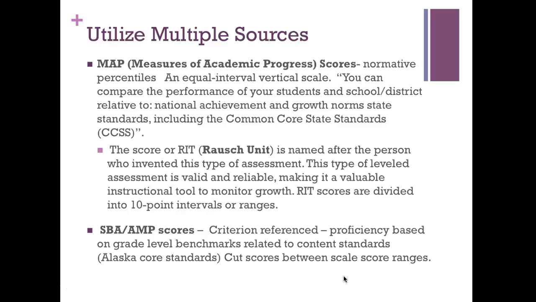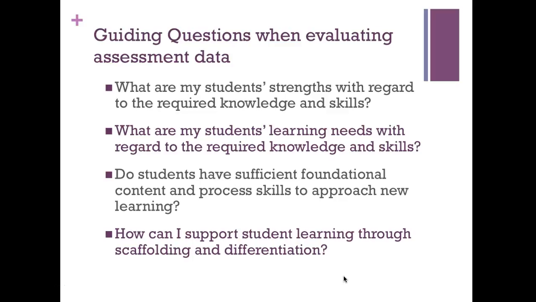This is just in the book, and I know that we use this in the state, the Measures of Academic Progress, and the RIT is the Rasch unit that they use to assess the Measures of Academic Progress, but it's basically a normed test as well. It's kind of like the Aimsweb. In fact, it is, I think, the Aimsweb. And then the SBA AMP scores, which are the criterion reference test, which we mentioned earlier. So when you are evaluating assessment data, these are the things you want to keep in mind.